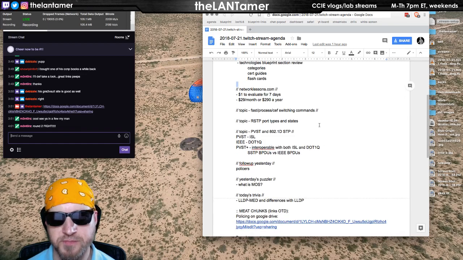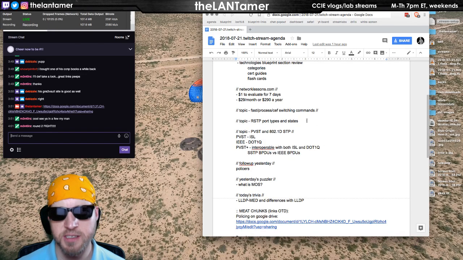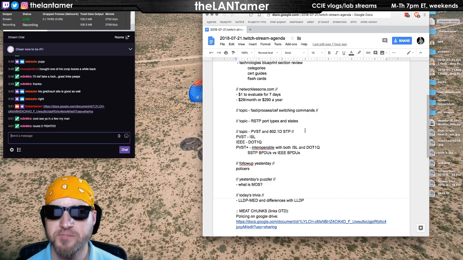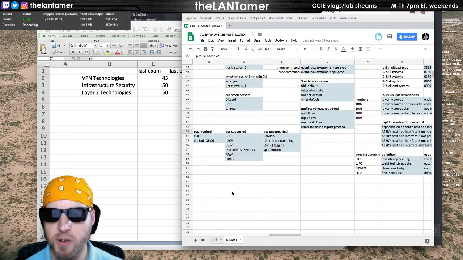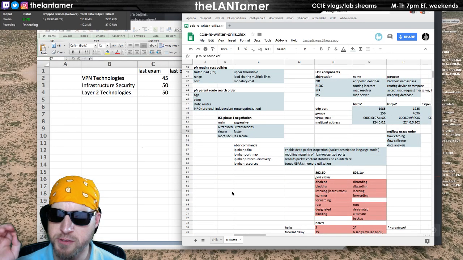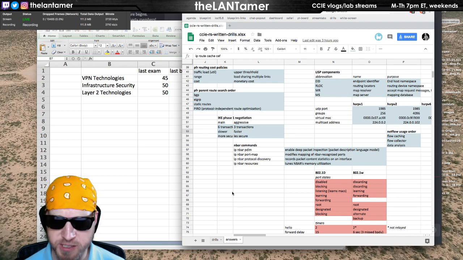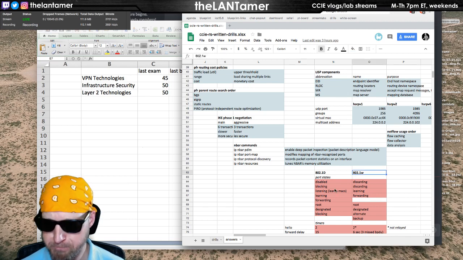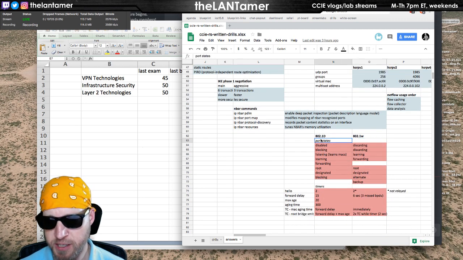Next topic. Rapid spanning tree protocol port types and states. This is important. I went over this in the drill sheet here. I made a table. I had a table already for 802.1D, which is IEEE STP, spanning tree protocol. Then we have 802.1W, which is rapid spanning tree. And notice the port states.